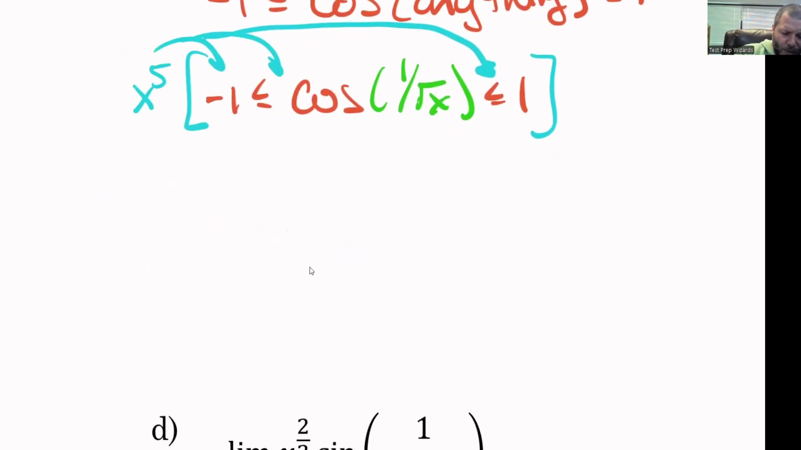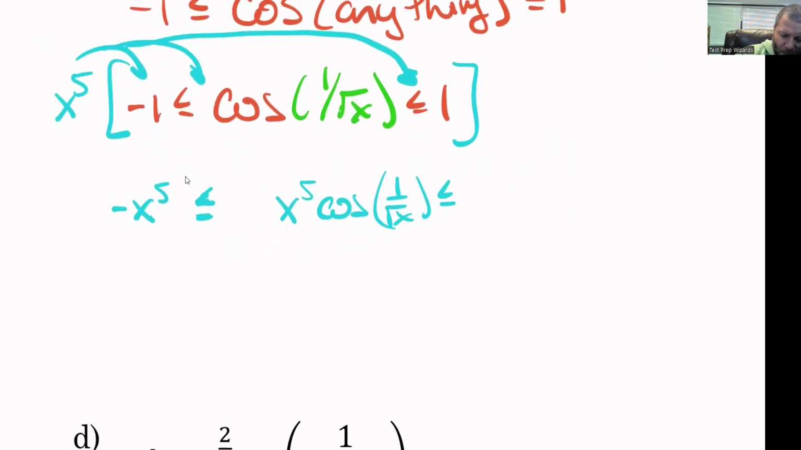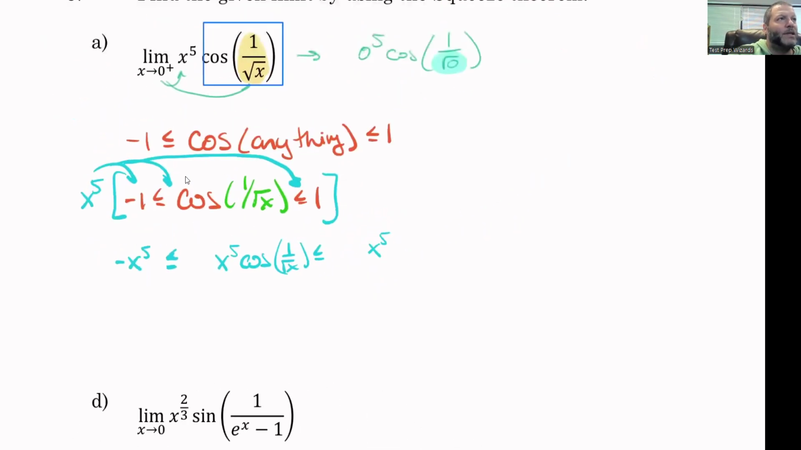All right, so when we do this multiplication, we're going to get negative x to the fifth power, just negative 1 times x to the fifth, less than or equal to x to the fifth times the cosine of 1 over the square root of x, less than or equal to x to the fifth times 1, which is just x to the fifth. All right, so now we've built this function in the middle. The only thing that we're missing is the limit.